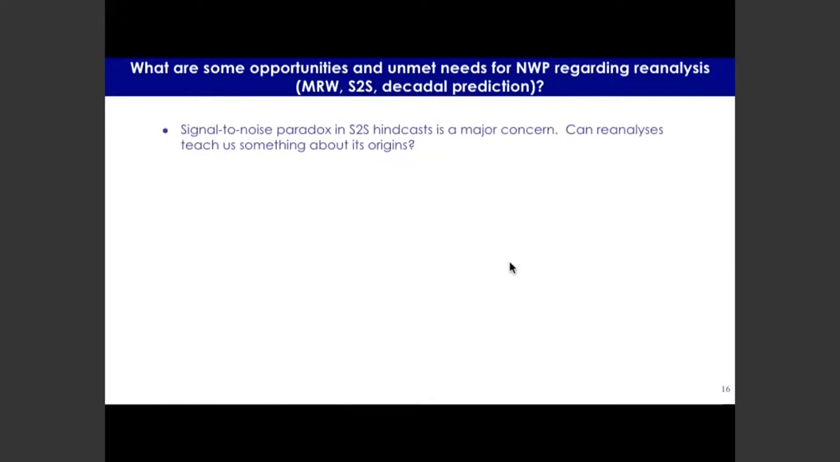Okay, so this one was not discussed so extensively in the groups. I guess we have one point here. There's this signal-to-noise paradox in shorter, seasonal to decadal predictions, particularly in the UK Met Office model, but it's been seen in a variety of contexts, which is pretty concerning for our ability to be predicting the future. And so maybe reanalyses can help us in that. If we dug a little more into the analysis increments, it could maybe help us to understand the origins of the failures in our models in capturing predictable signals correctly.